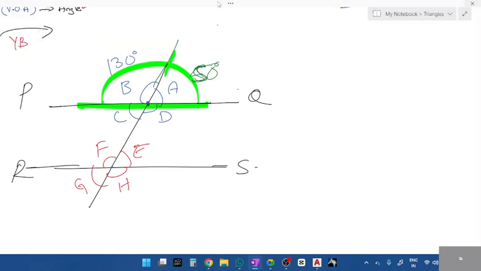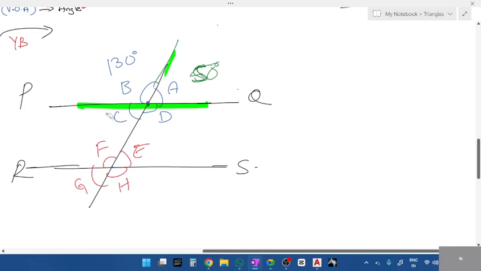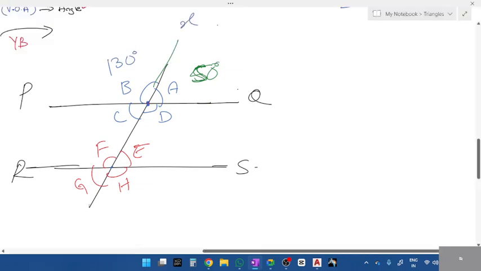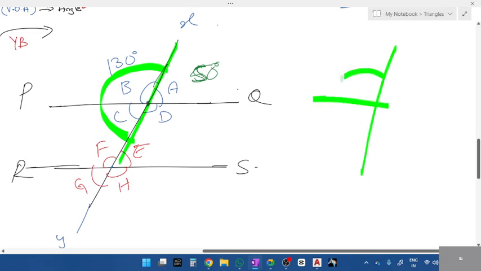Now what I'll do is I'll erase this. I'll keep the same protractor on. Look, XY is a transversal line. Look at XY, it's a transversal line. I'll place a protractor here on this part. So now tell me, what are the two angles we have, students?